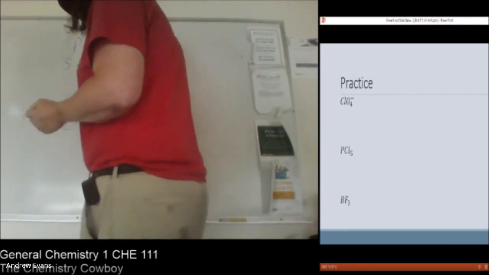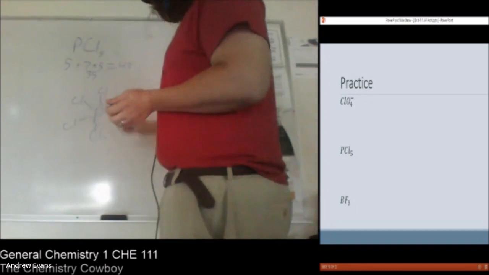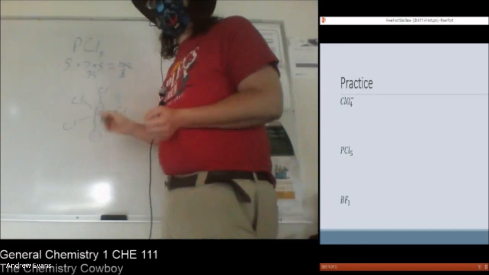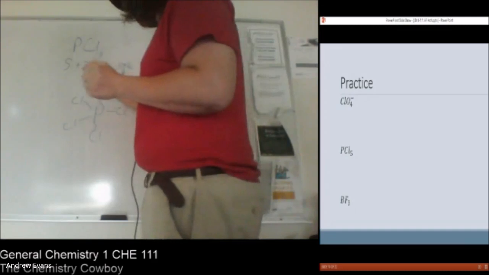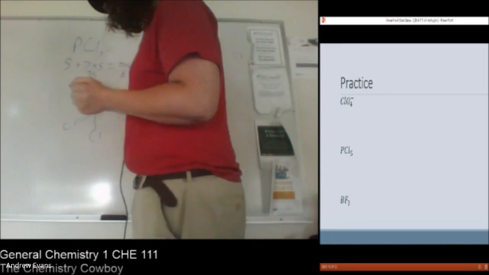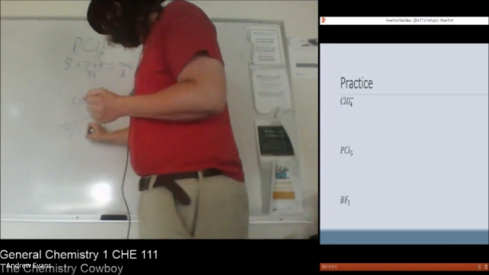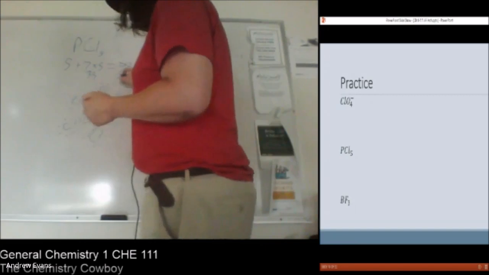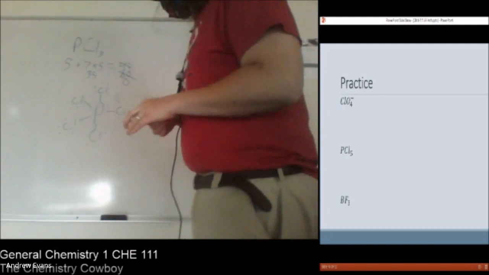We put a single bond to each chlorine. That knocks out 10 electrons. Each chlorine wants 6 more electrons. Since there's 5 of them, 6 times 5 is conveniently 30. That uses up all of our electrons. No more to put on phosphorus.